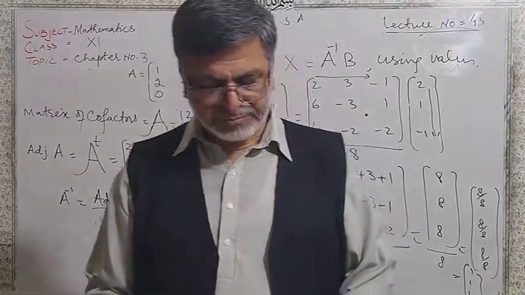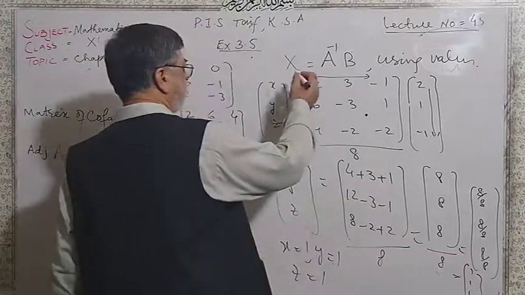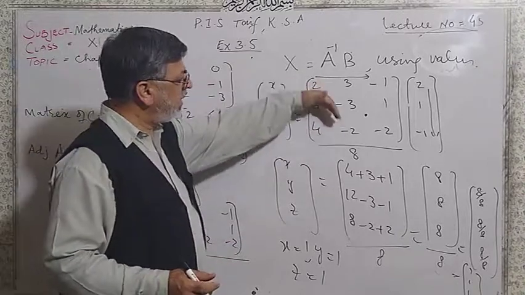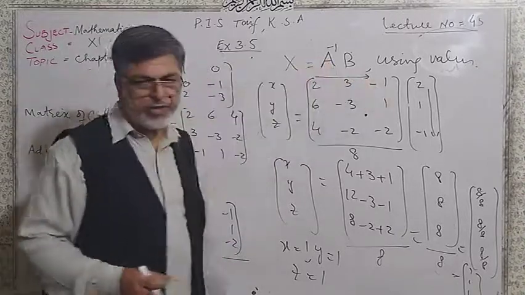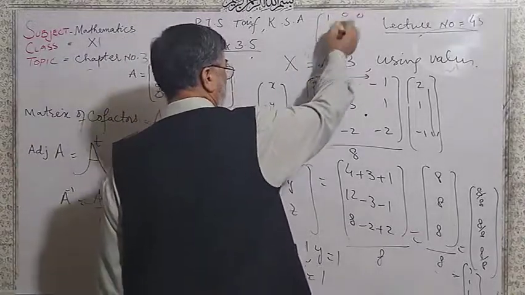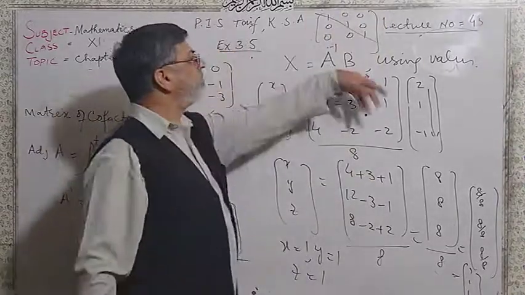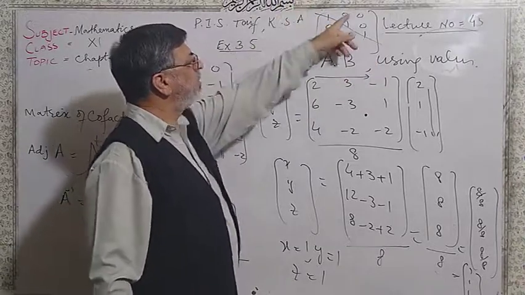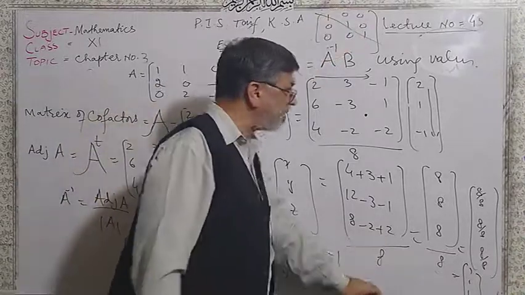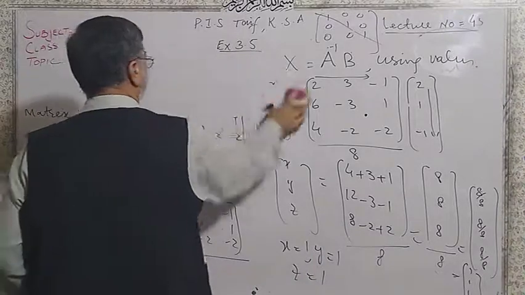Remember that echelon form means this diagonal will be 1, 1 and below 0, all zeros. And if above also all zeros, then it will be reduced echelon form. You can check this one is 1, 0, 0, 0, 1, 0, 0, 0, 1. If the diagonal is 1, 1 and above and below are 0, then this is known as reduced echelon form. If below 0, above non-zero, this is echelon form. So in this way, we can solve our next question.